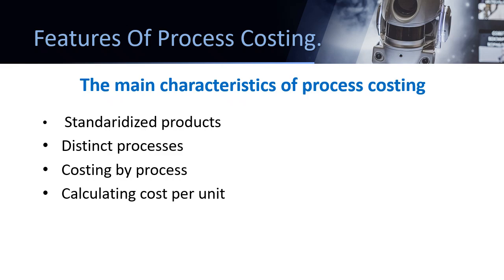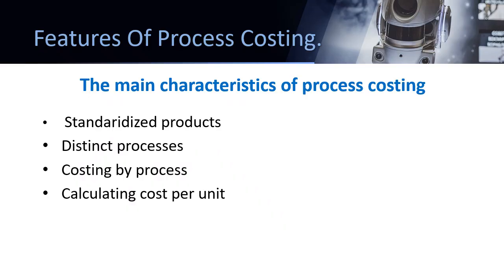Third one, costing by process. Put simply, the costs of the process are collected for each process separately. This helps us figure out the total cost of the product at each stage.